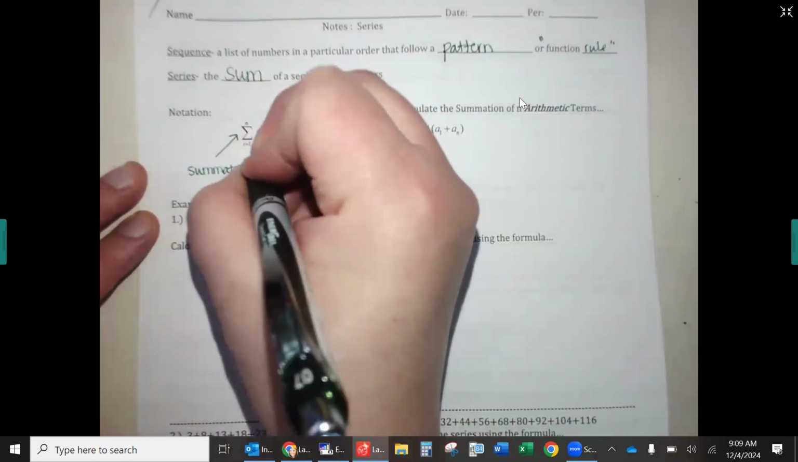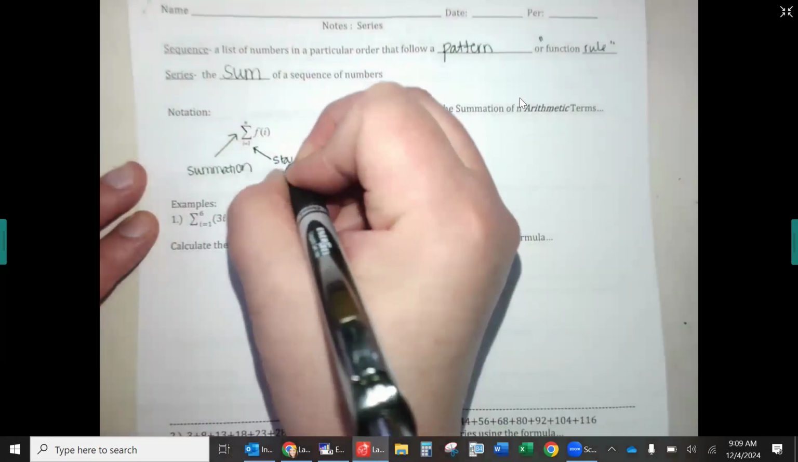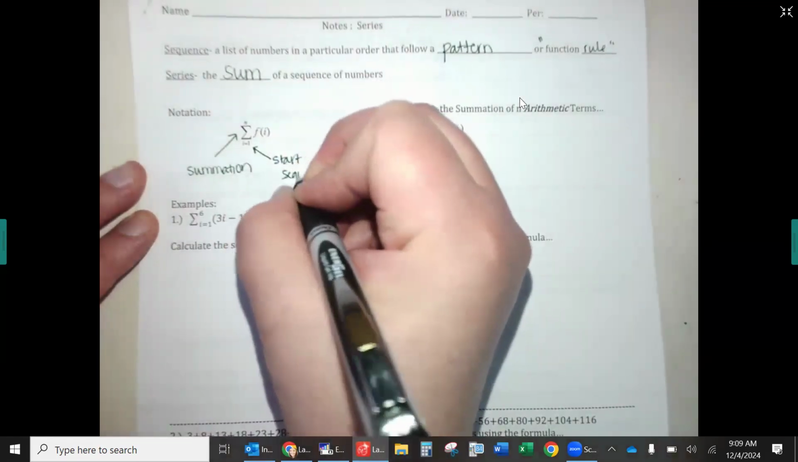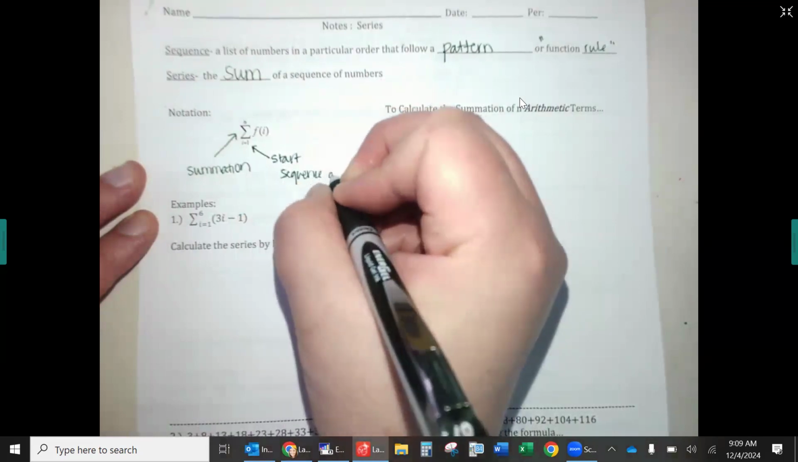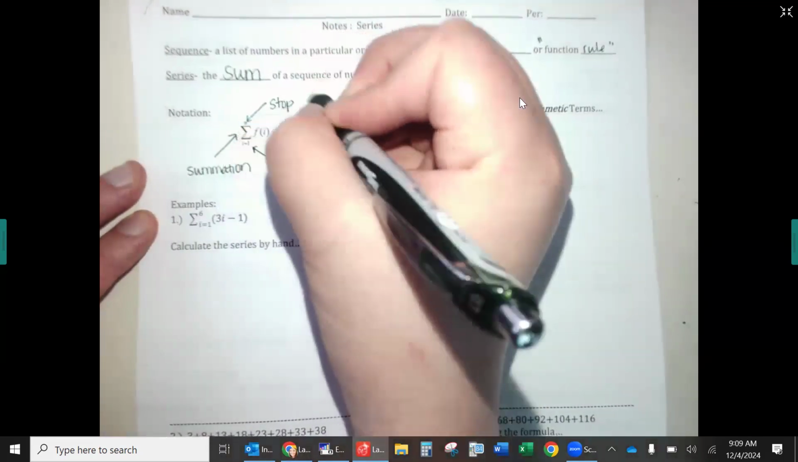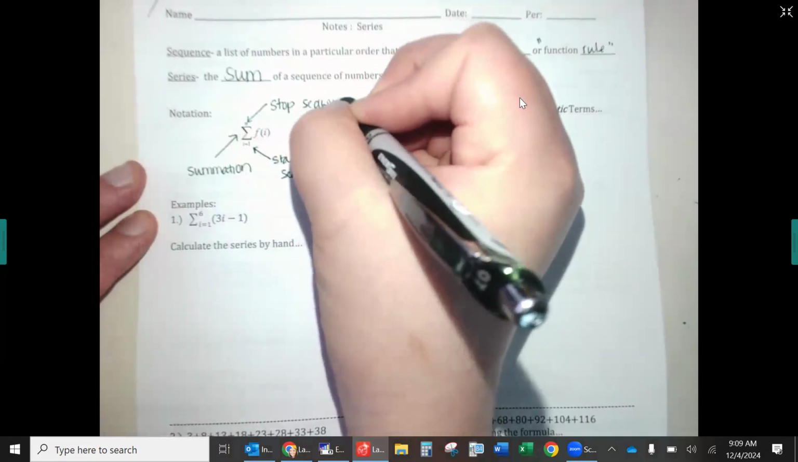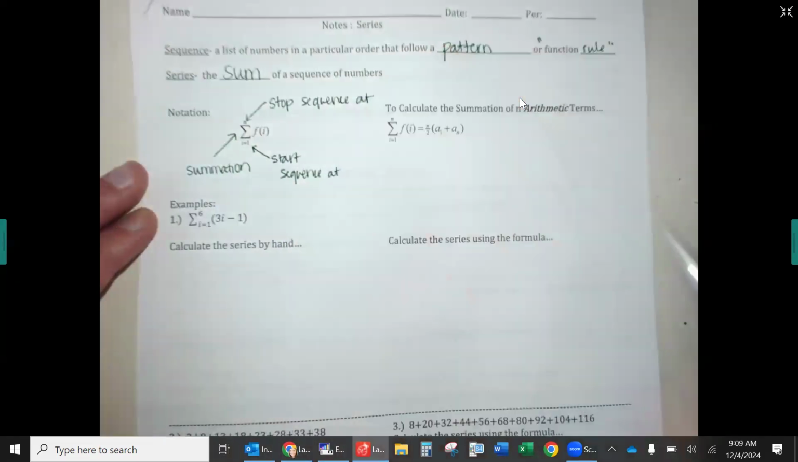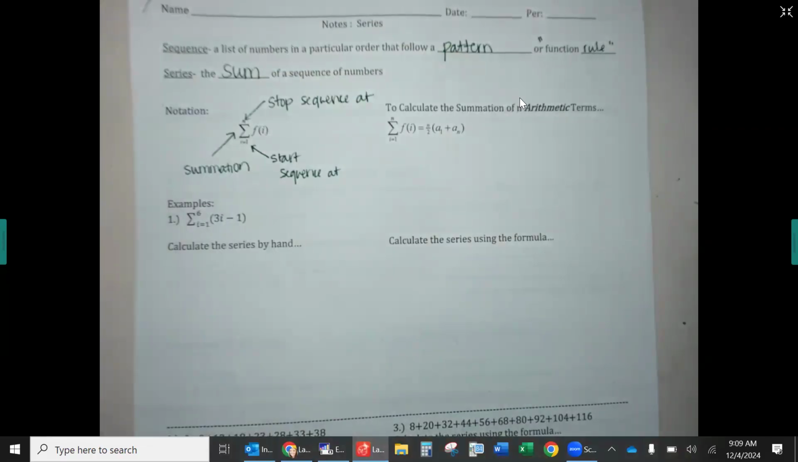This is the number that you're going to start your sequence at. And this is the number that you're going to stop your sequence at. So you're going to start at the bottom number, stop at the top number, and then once you have the full list, you're just adding those up. That's the only difference from last time to today.